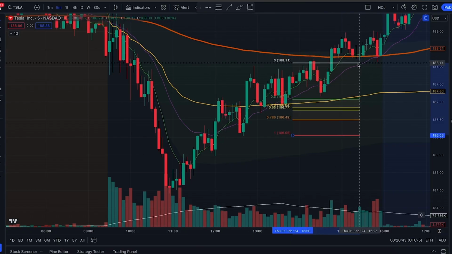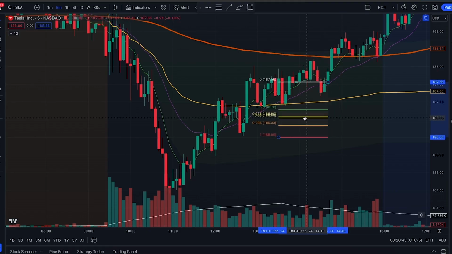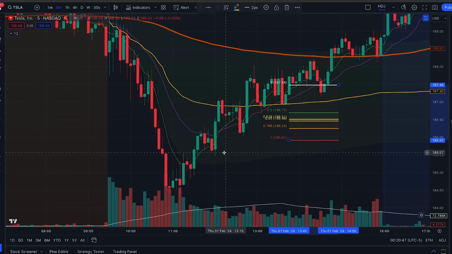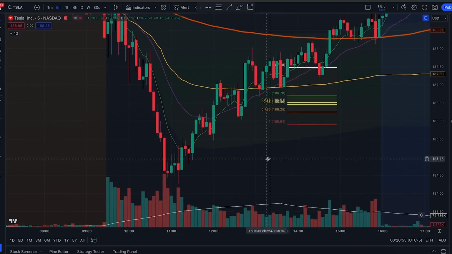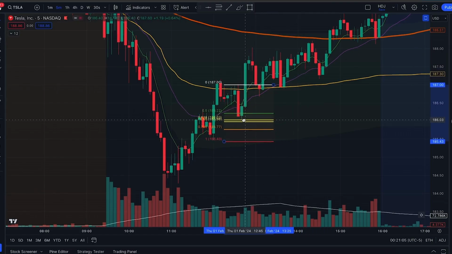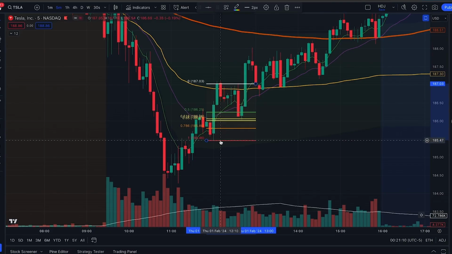I would have taken my Fibonacci tool, and this was the previous pullback, the previous low, not the low of the day, which is here. Let's move this up a little bit. Not the low of the day, which is here, the previous low. That's here. So I'm going to place my Fibonacci tool. I want our 1 line to be at our previous low.